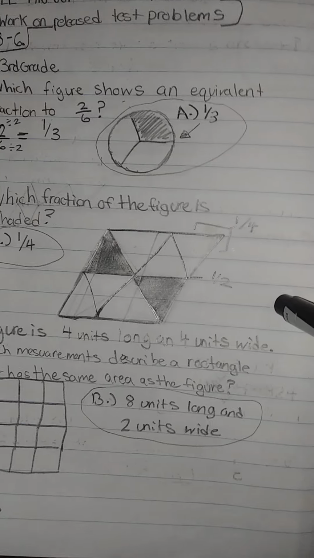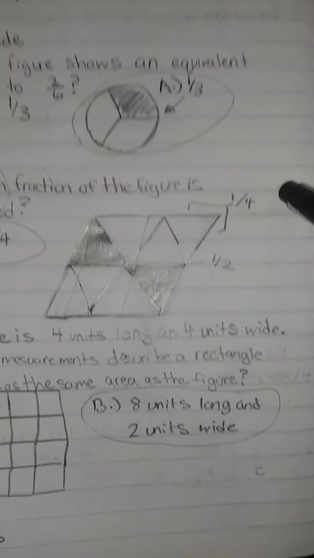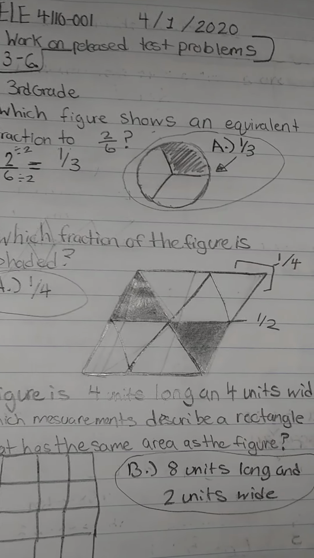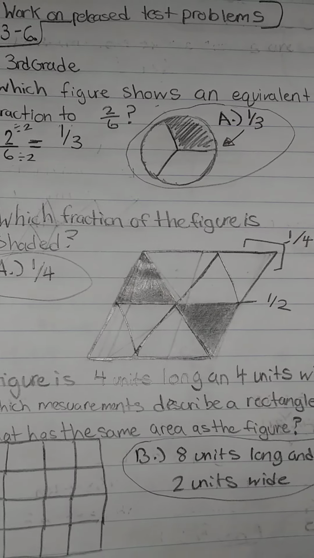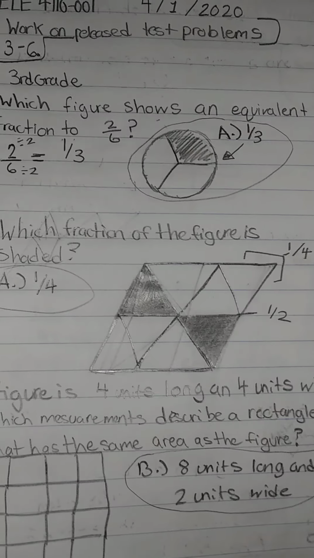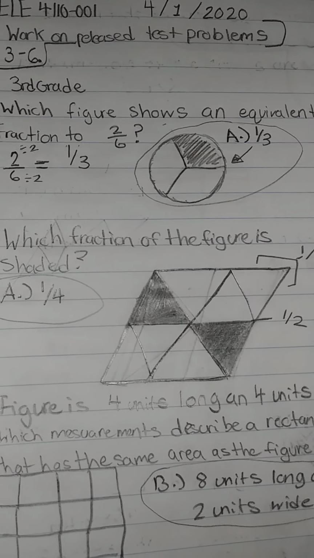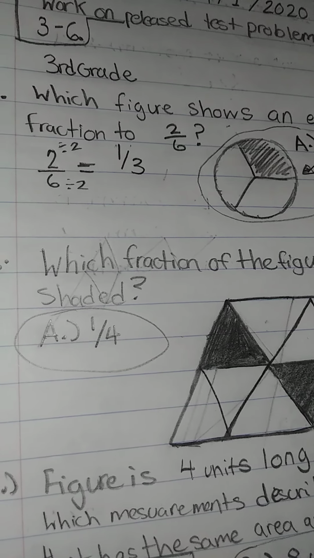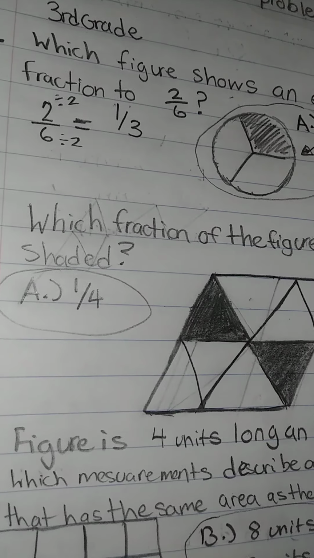Two and 6 are difficult for me because they dealt with fractions, and that's something I have the hardest time with. So basically, for number 2, it says which figure shows an equivalent fraction to 2/6. So I had to figure out what fraction figure was equal to 2/6.